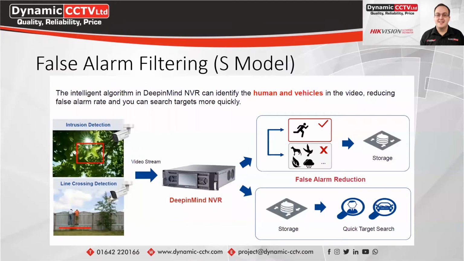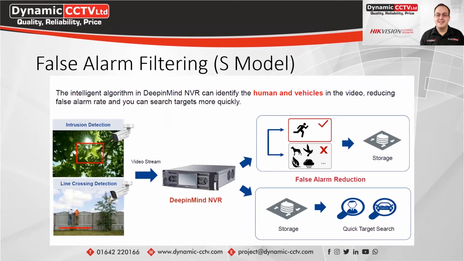So for the false alarm filtering on the S models, you've got it for both line crossing and intrusion detection. So you can see intrusion detection zones being drawn over some bushes, usually with an intrusion or line crossing event. If those bushes are moving, that can actually trigger the event even though it's not a human or vehicle. But with the S model DeepinMind MVRs, it will actually filter out those false alarms to 90% accuracy, which makes it a lot better for monitored sites or sites where you need more reliable alarms coming through. So those can be filtered out.